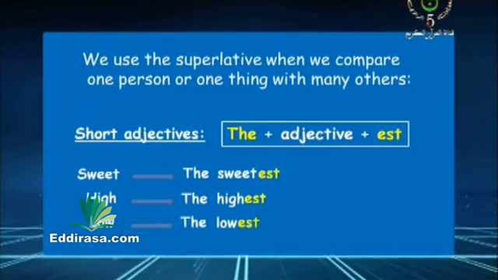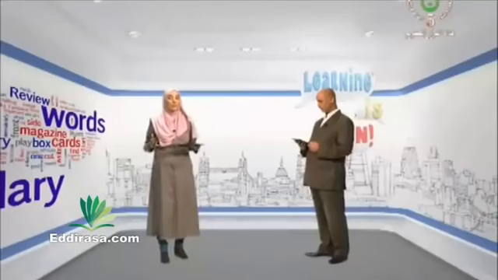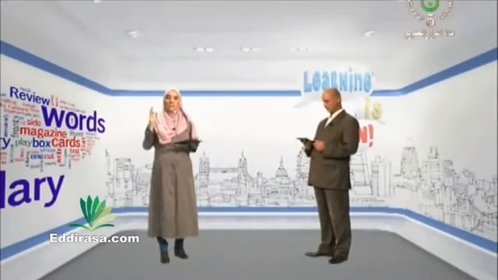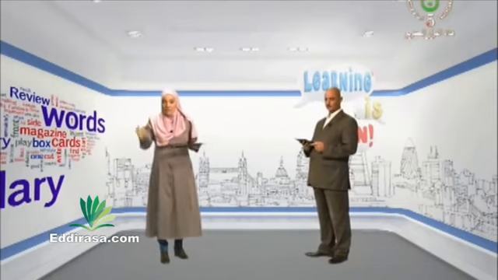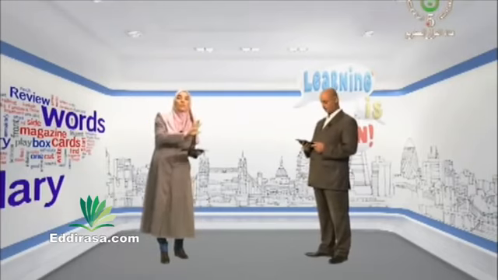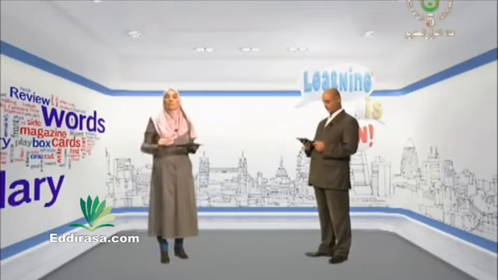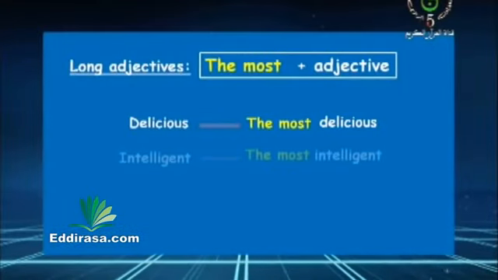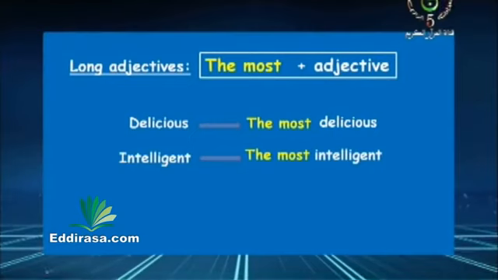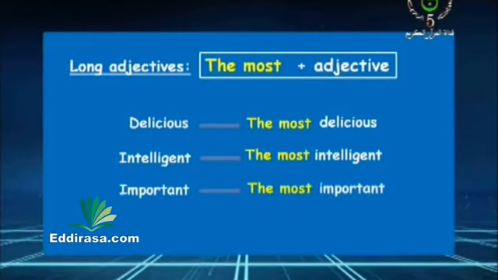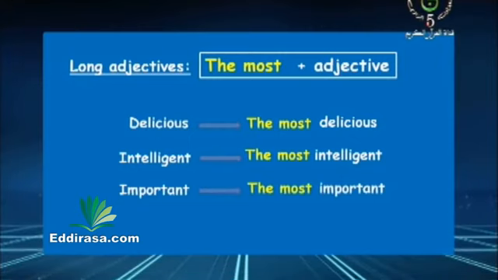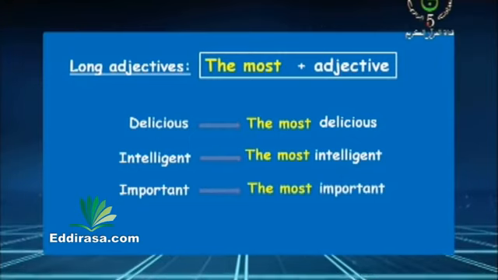For the second type of adjectives, the long ones with more than two syllables, it is vital to put the most before the adjective. Don't touch the adjective, just leave it as it is. Just put the most before it. Check the examples. Delicious, the most delicious. Intelligent, the most intelligent. Important, the most important. Make sure you don't make mistakes when using adjectives in the superlative form.